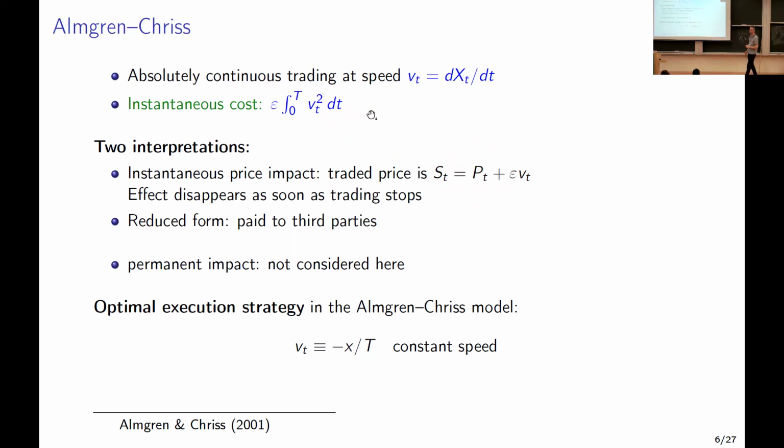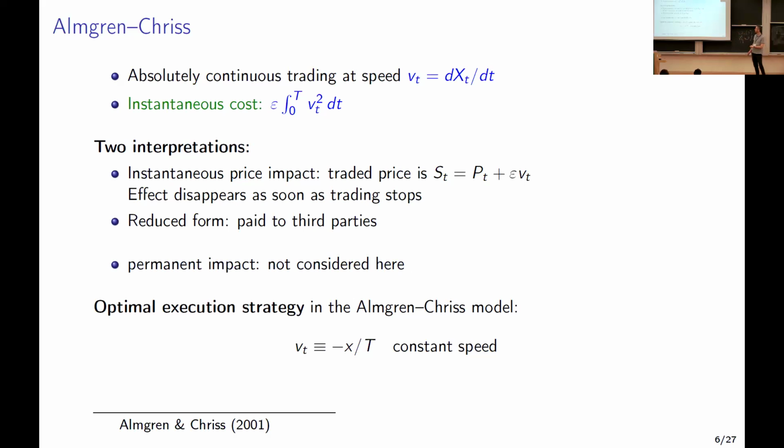There are two interpretations of that instantaneous cost. One is that this is actually price impact, instantaneous price impact. So you're really pushing up the price mechanically. And it's instantaneous in the sense that I explained before. So you're trading at rate V. If you stop trading, then the next second the price falls back down to the unaffected price. Or, as in much of the later literature, this is more of a reduced form idea: something like a tax that you pay to third parties without actually elevating the price. As long as it's a single player model, it doesn't really make a difference.